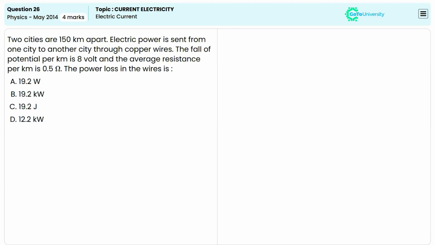So try to answer this question. This is also a very easy question. It's just a direct question. We are just calculating the power loss, which means we are calculating only the power, right? Just check what details are given in the question, and then decide which formula you are going to use.